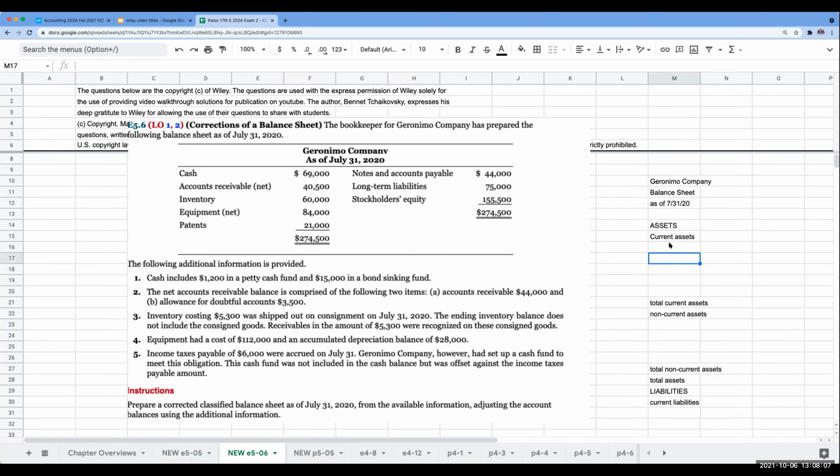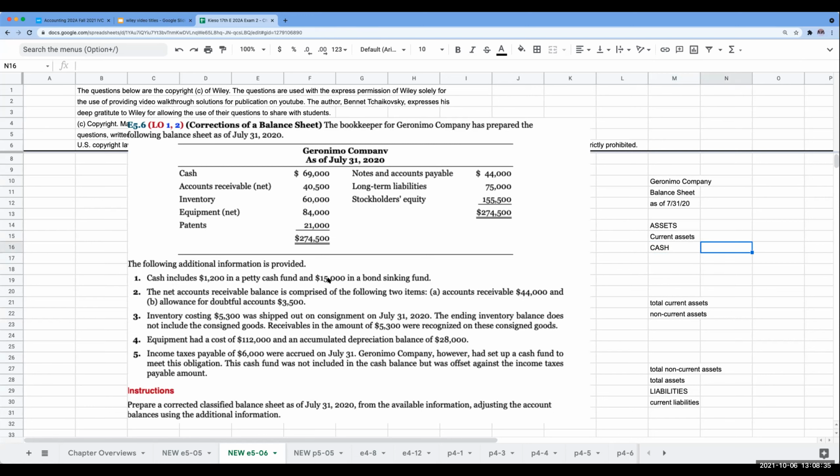Okay, so we've got cash right here. Cash is going to be current. Now, it tells me that cash includes $1,200 in a petty cash fund and $15,000 in a bond sinking fund. The petty cash sitting in there is fine. The $15,000 in a bond sinking fund is not.